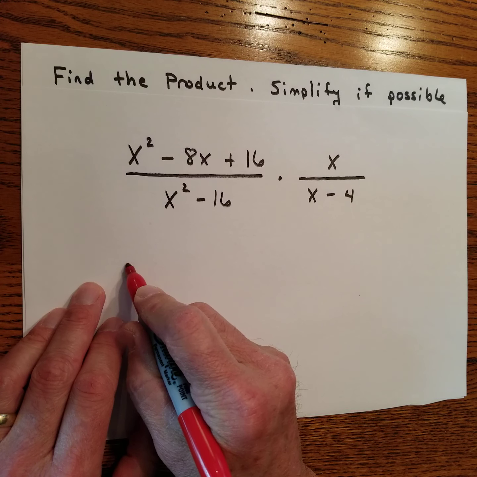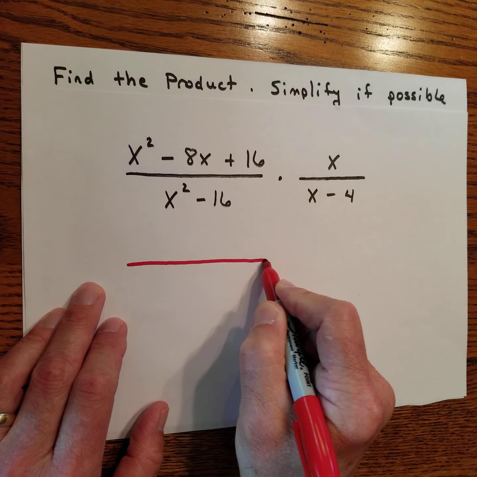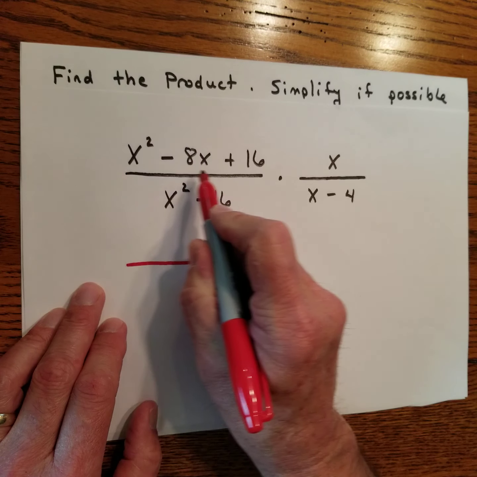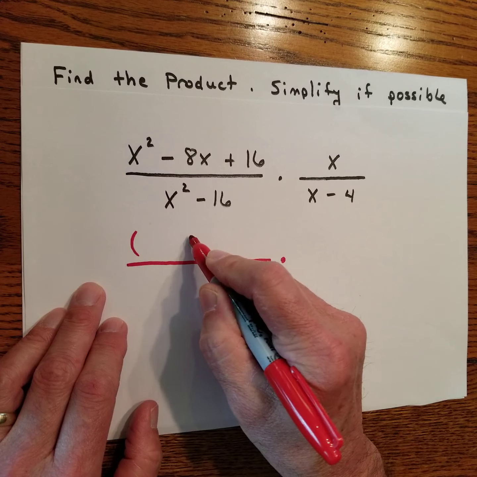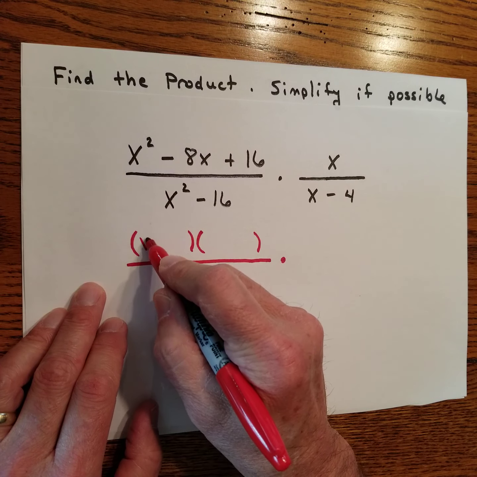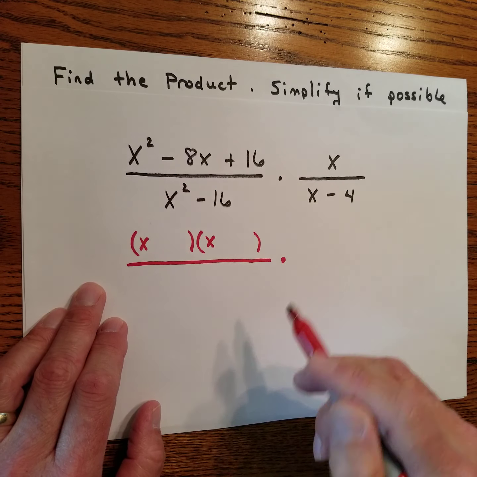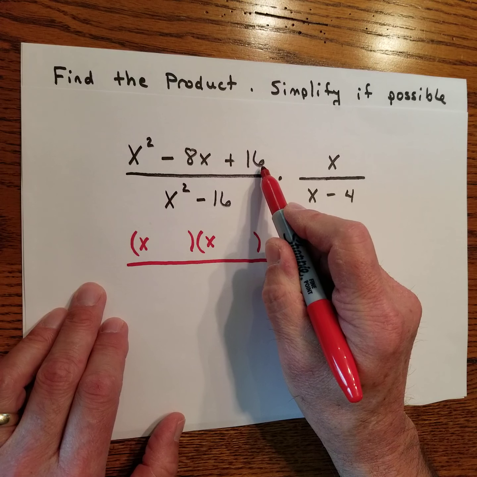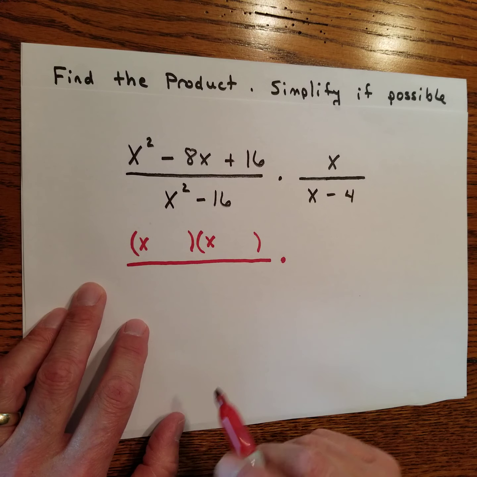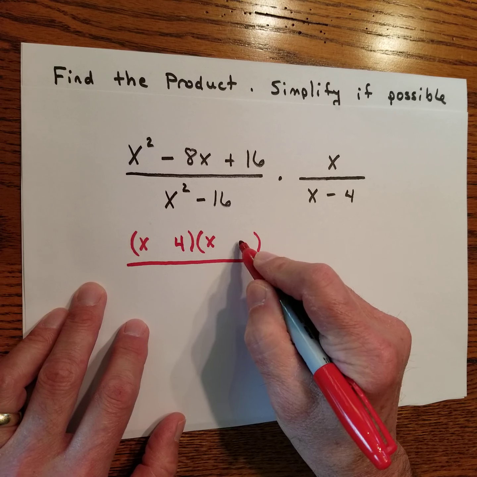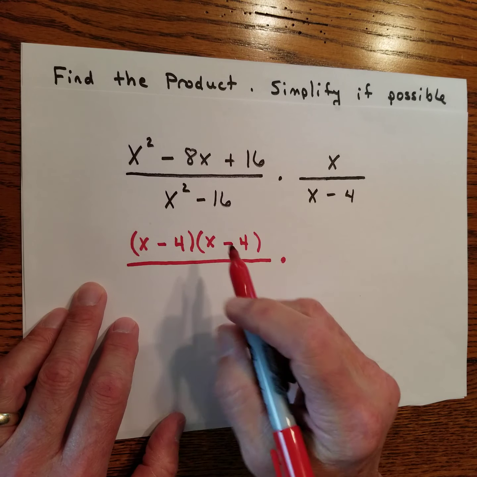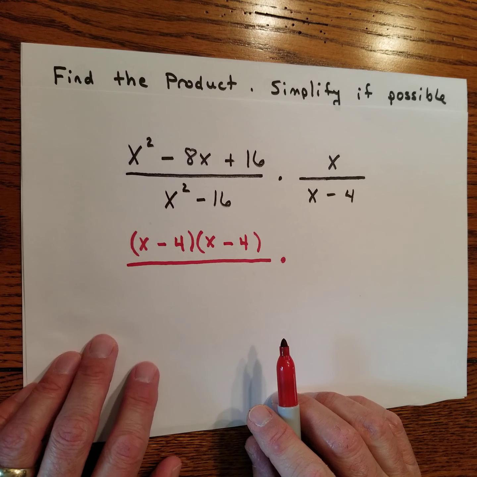Let's see if we can factor the top and bottom of this fraction. I'm going to start with the top. I know x squared must be x times x. Can you find two numbers that multiply to 16? Those same numbers must add or subtract to negative 8. 16 is 4 times 4. If I make them both negative, they'll add up to negative 8.